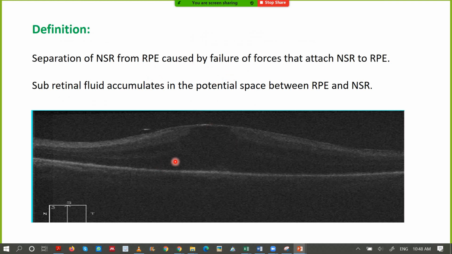So we all know this is the retina and this is the RPE. So there is a detachment of the retina, that is called a retinal detachment. It can be either due to a force which is pulling this away, or there might be a formation of fluid accumulation in this space, which is again separating the RPE from the neurosensory retina. Okay, so this is the definition.